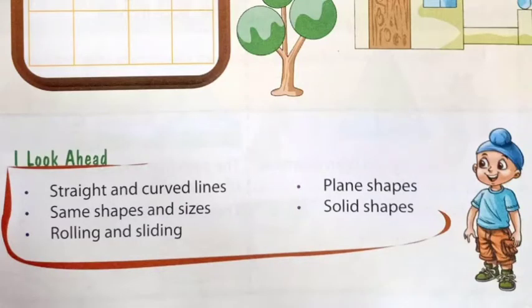Now let's look ahead, and there are certain things that we'll be learning in this lesson. Number 1 is straight and curved lines, same shapes and sizes, rolling and sliding, plane shapes and solid shapes.